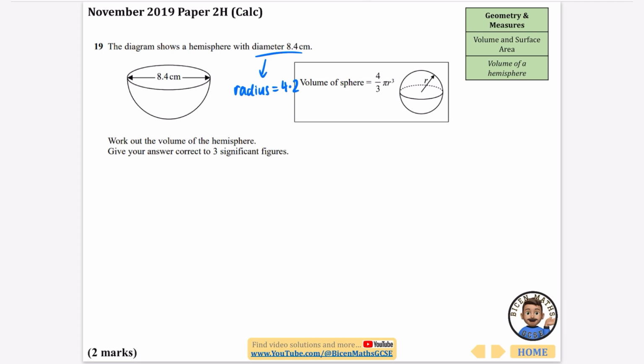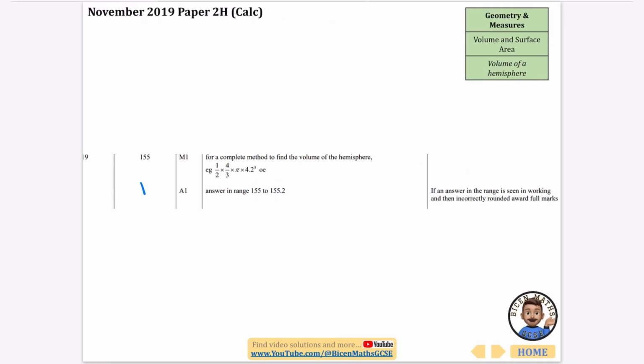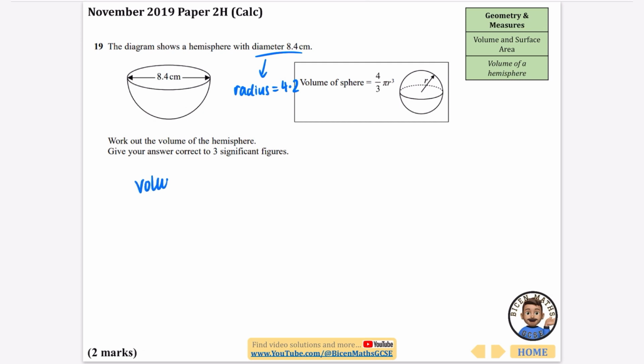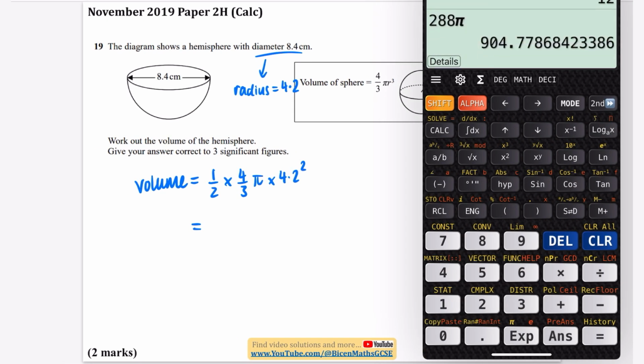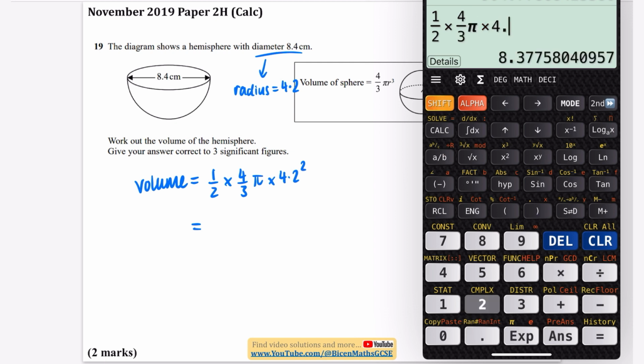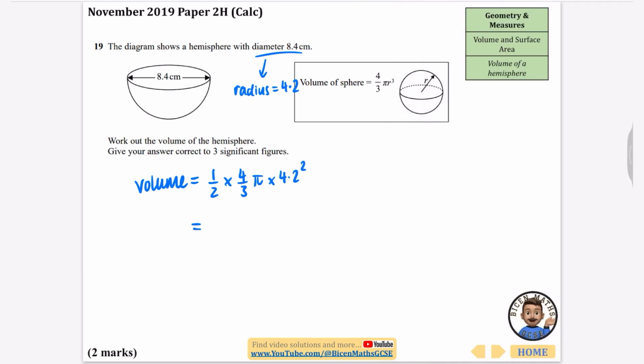It wants us to work out the volume of the hemisphere. So the volume, in this particular case that we've got here, sorry, it just jumped a page, the volume is going to be 1/2 of the volume of a sphere, which is 4/3 pi times the radius squared, and the radius is 4.2. All I need to do is type that into my calculator, and I've got my answer. So I have 1/2 multiplied by 4/3 multiplied by pi multiplied by the radius, not squared, the radius cubed. I didn't read the formula carefully enough. Let's just correct that we've got here.